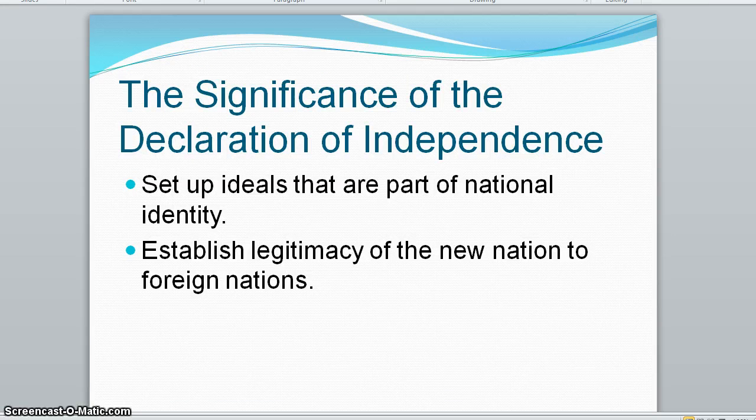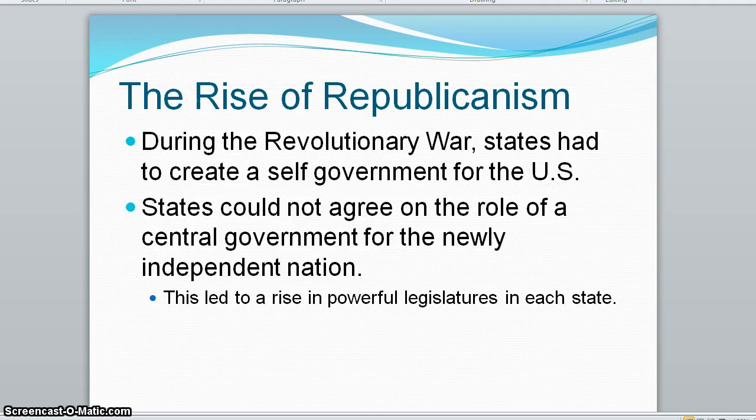The Declaration of Independence was significant for a couple of reasons. While Abraham Lincoln later argued that they had no practical value in separating from Britain, there were a couple of important points. The Declaration of Independence set up ideals that are part of the national identity and also established the legitimacy of the new nation to foreign nations.